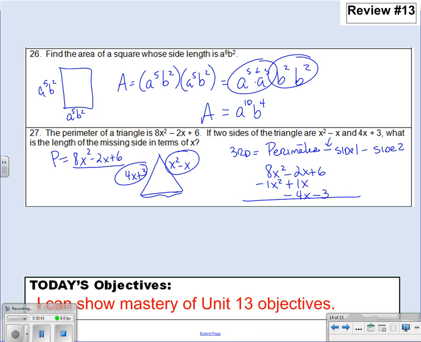So now when I simplify, 8 minus 1 is 7, is 7x squared. And then the negative 2 plus 1 minus 4, we're going to get a negative 5, or minus 5x. And then 6 minus 3 is a positive 3. So the third side is 7x squared minus 5x plus 3. This concludes review for Unit 13.